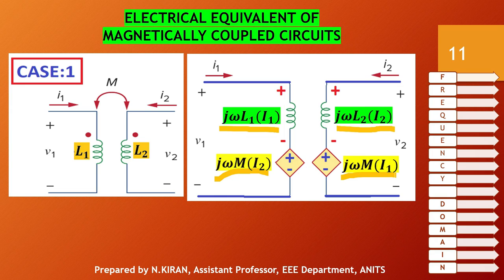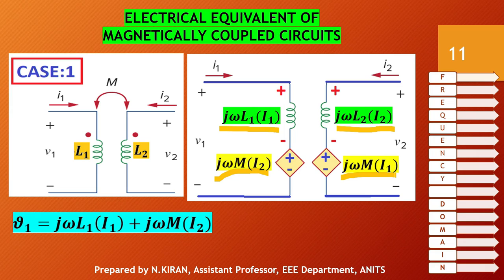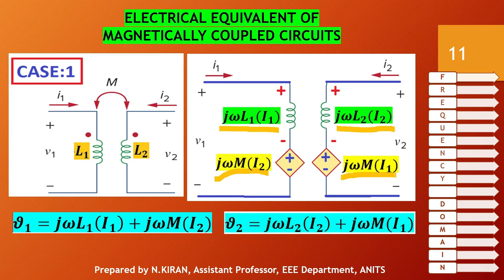So on applying KVL in the first loop, I will get V1 is equal to j omega L1 into I1 plus j omega M into I2. Similarly, in the second loop, V2 will be equal to j omega L2 into I2 plus j omega M into I1. So this is how we apply KVL equations to a magnetically coupled circuit and find the electrical equivalent in frequency domain.